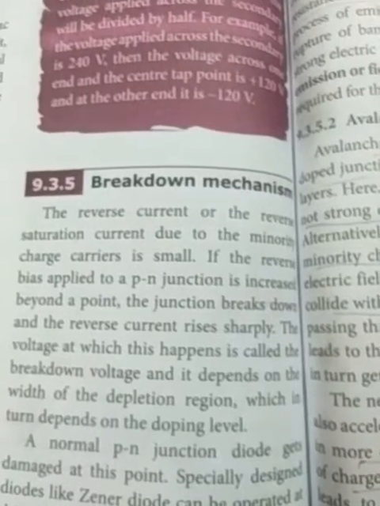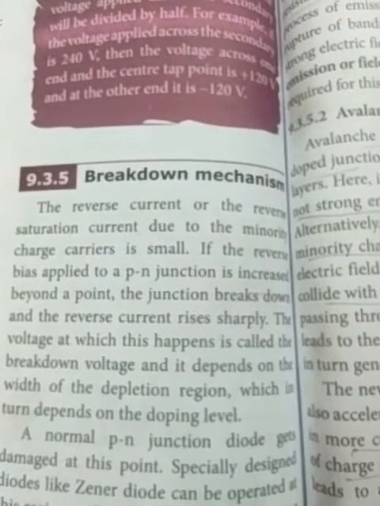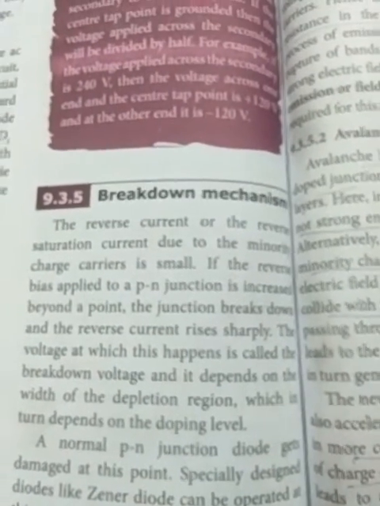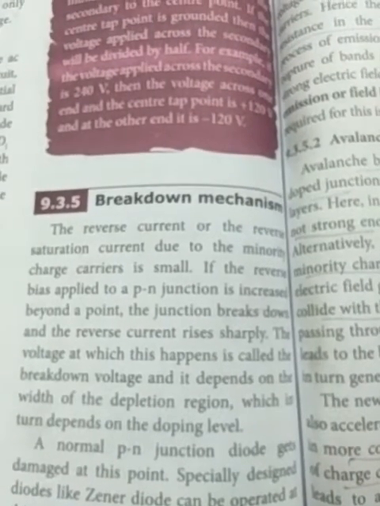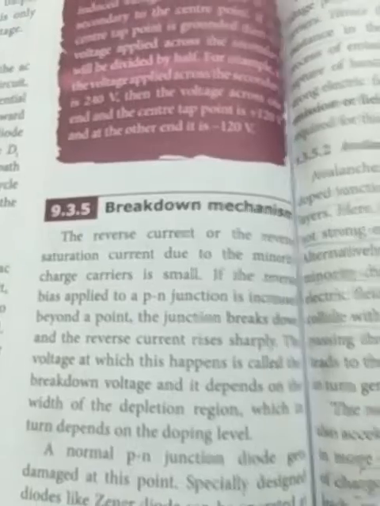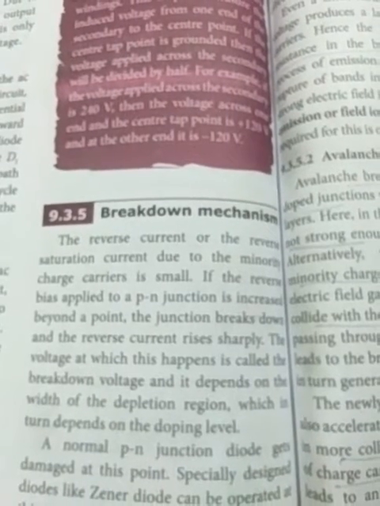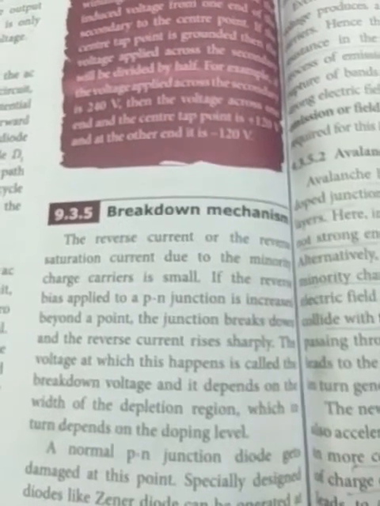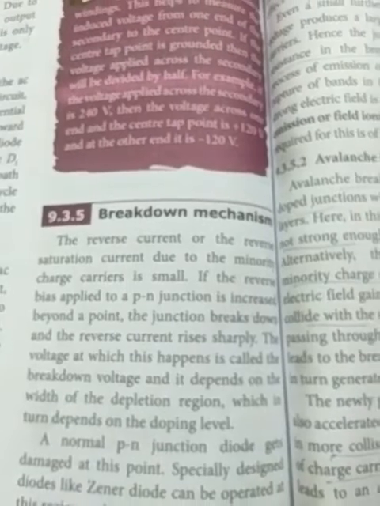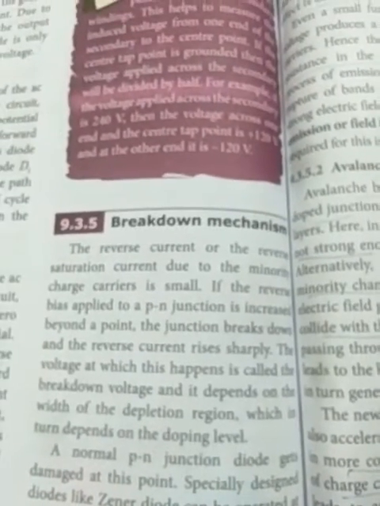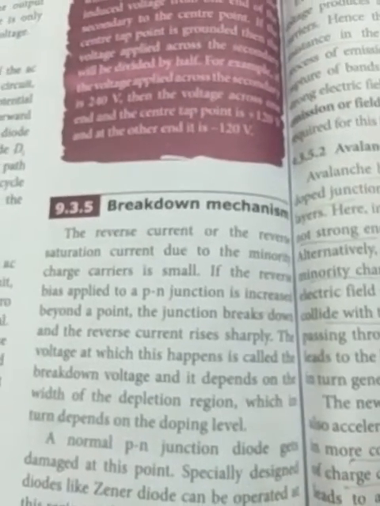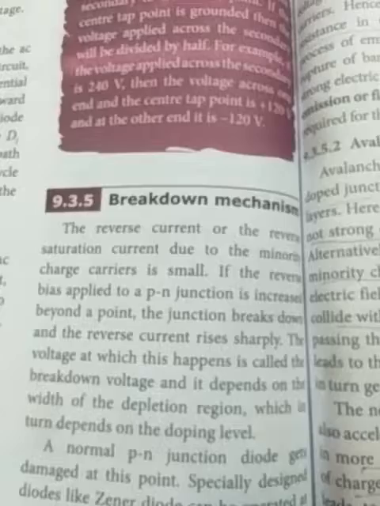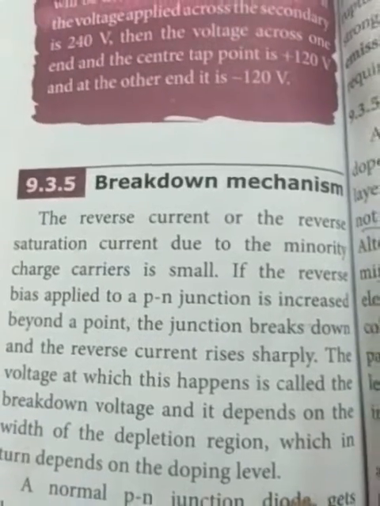Now we are taking the breakdown mechanism, so we have to take the PN junction. In the PN junction we always take the majority carriers, but for breakdown we have to take the minority carriers. In the PN junction, the electron is the minority. It is a small quantity only that we are taking.